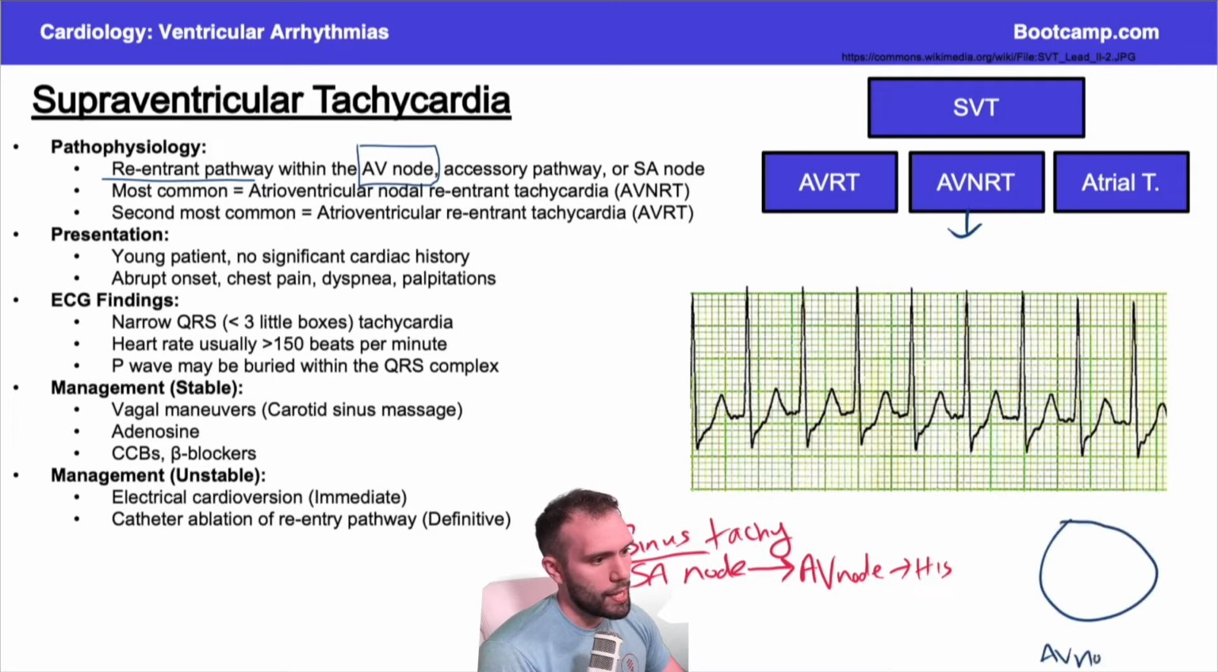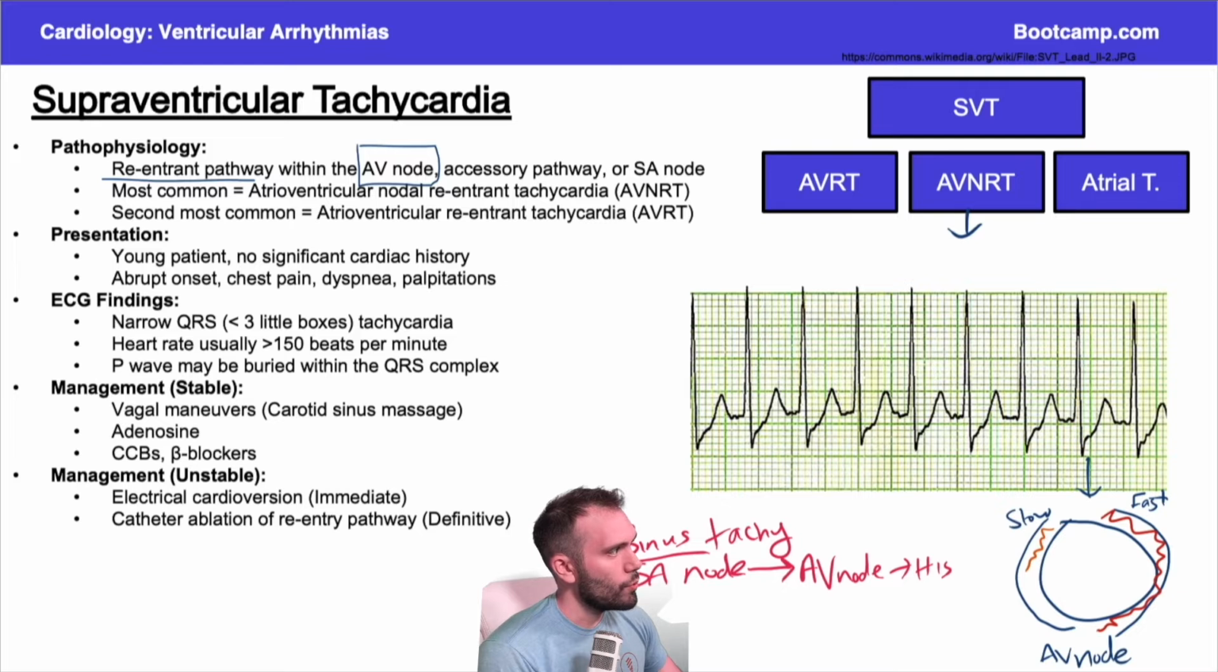Okay, and then on one side of my AV node, I have a slow pathway. Okay, so we'll just put slow. And then on the other side of my AV node, I have a fast pathway. Now I have a signal that comes in from the SA node, right? And so that signal can go down one of two ways. It can go down the slow pathway, or that signal can go down a fast pathway. Okay, so the fast pathway typically will get down here before the slow pathway.